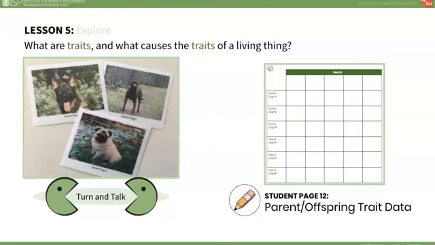In the Explore portion of this lesson, tell students, we are going to learn about characteristics known as traits of living things. What do you think are some examples of traits in humans? Allow students to turn and talk. Students may point out hair color, skin color, eye color, height, etc.